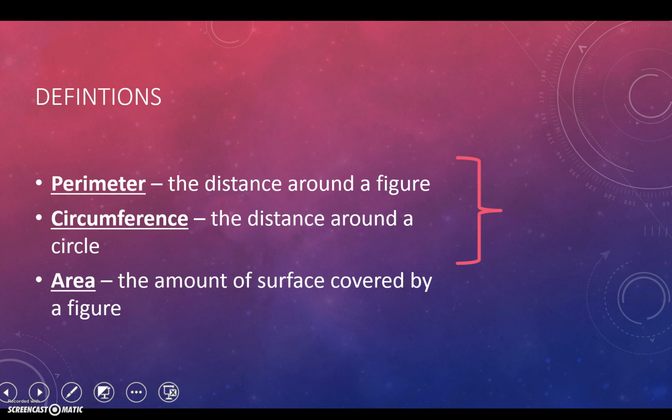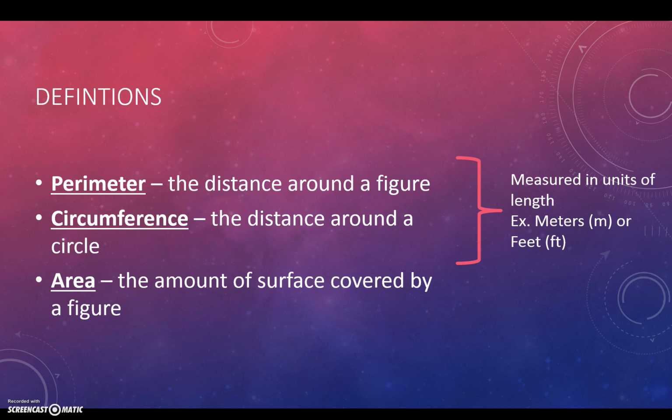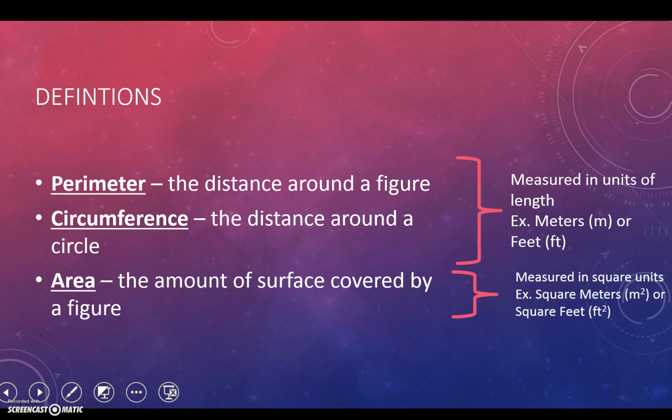So keep in mind that perimeter and circumference, both of those are measured in units of length. So for example, we can just say meters, or we can just say feet. However, area uses square units, such as meters squared and feet squared. And you can see in our abbreviation for these, we have the little exponent of 2 to indicate that we have ourselves feet squared or meters squared.